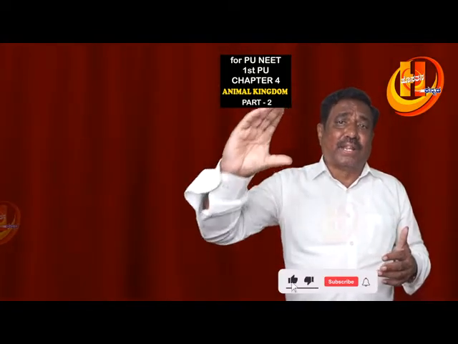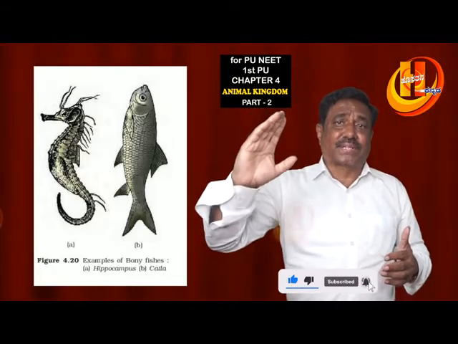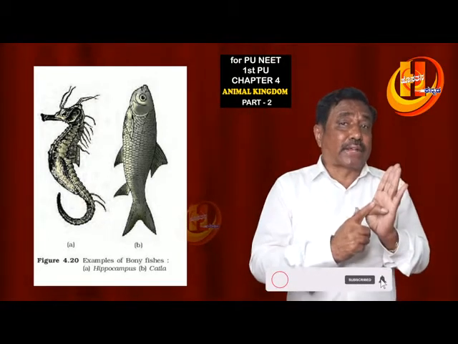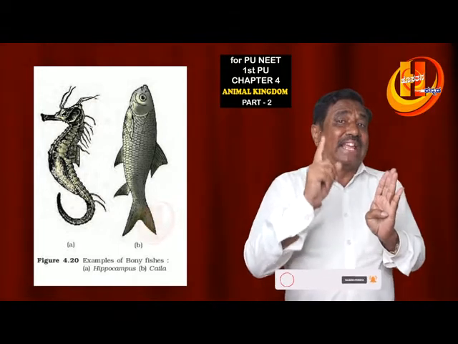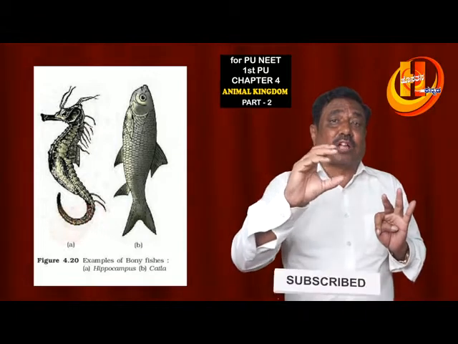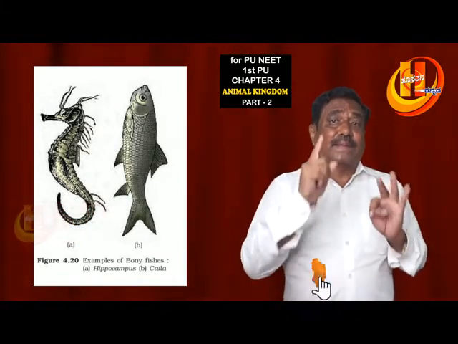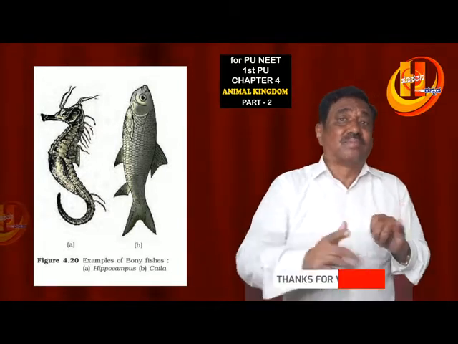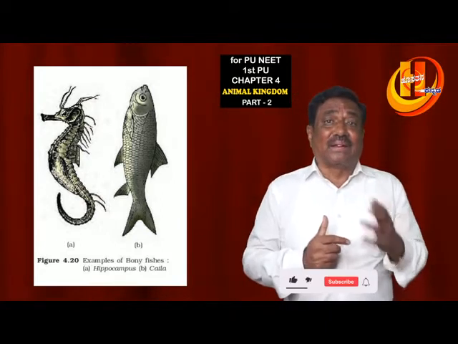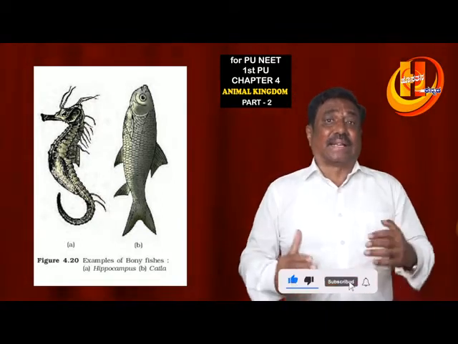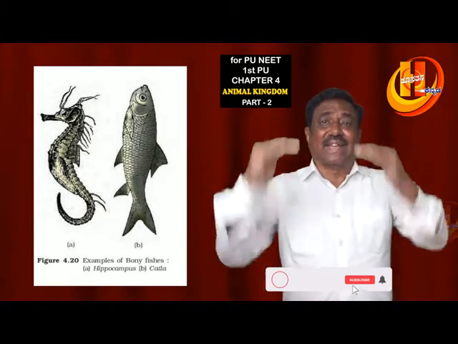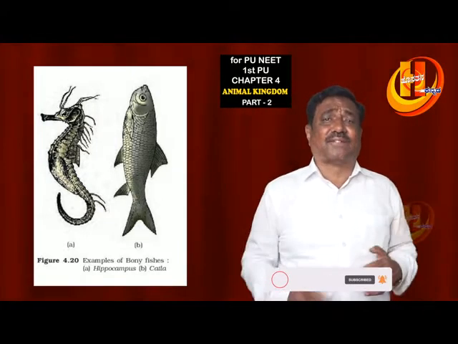Coming to the bony fishes, the important examples: flying fish called Exocoetus, and Hippocampus is the seahorse, and certain fishes used in aquariums, for example Betta, fighting fish, Pterophyllum, angel fish. Then Labeo is rohu, and Catla is called catla. So these are the various examples for Osteichthyes.